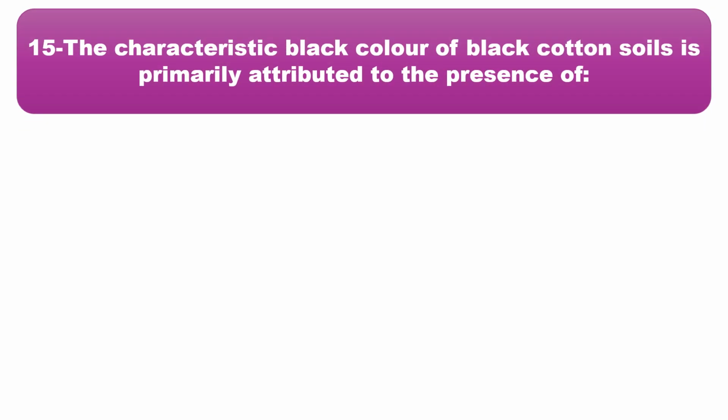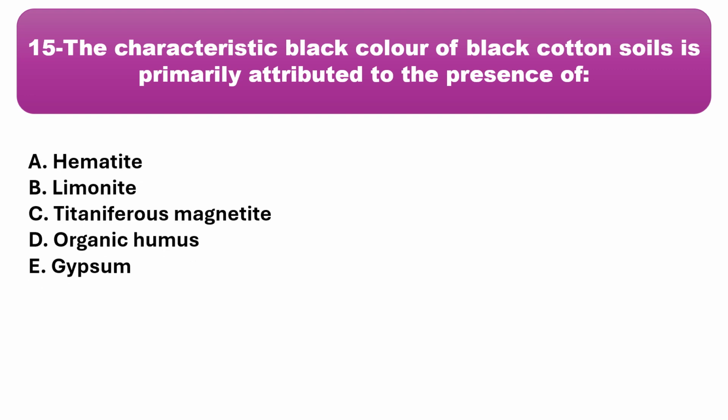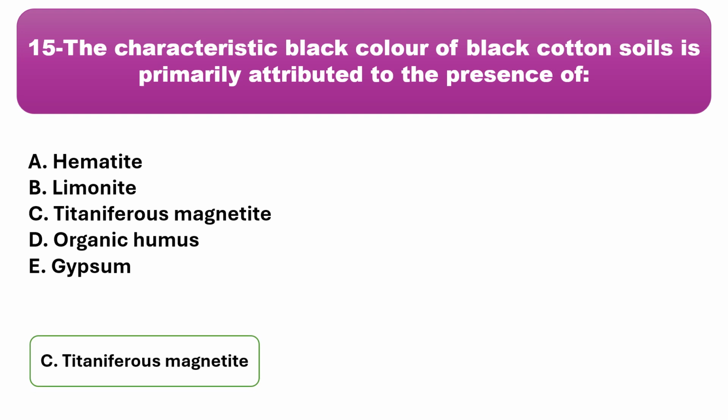Next question. The characteristic black color of black cotton soil is primarily attributed to the presence of A, Hematite, B, Limonite, C, Titaniferous magnetite, option D, Organic humus, and option E, Gypsum. And due to the presence of titaniferous magnetite, we can observe the black color of black cotton soils.